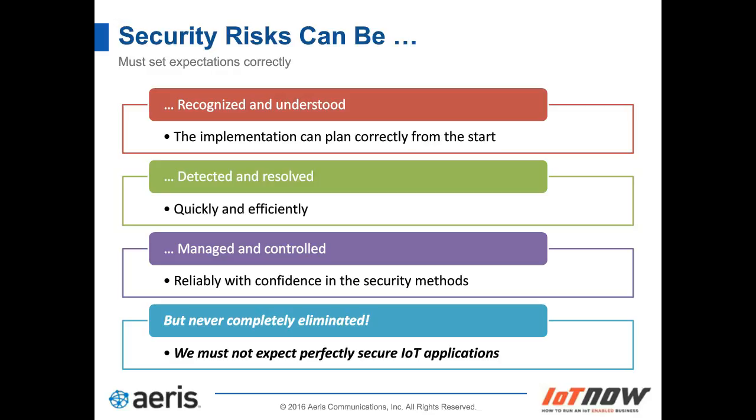But here's the real bottom line. The final point I will make is that you can never completely eliminate a security risk, simply because threats are changing, they are evolving. So if you have an expectation to be able to deploy a perfectly secure IoT application, it's just simply not going to happen.